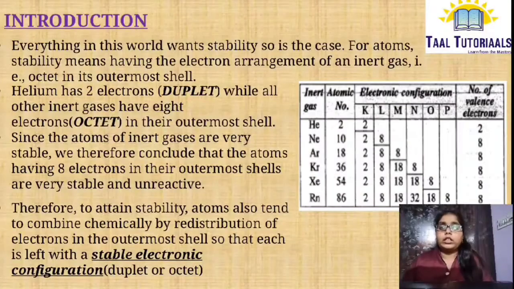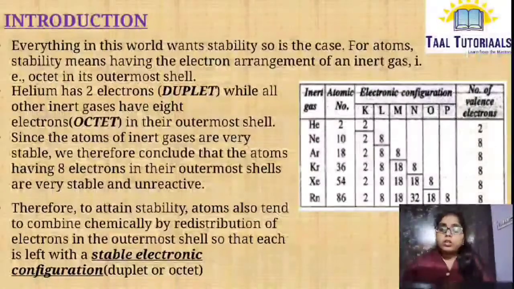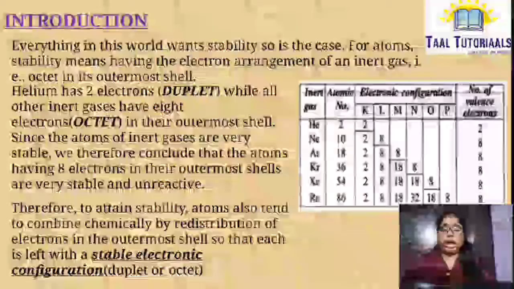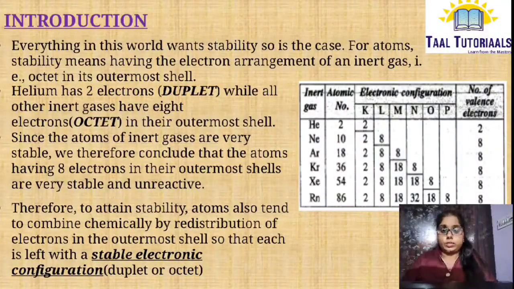See, nowadays everything in this world wants stability. So in the case of atoms also, they need what? Stability. Like how inert gases are very stable, they have the outermost shell very stable. Like that, all the atoms want to be stable. Helium has 2 electrons, that is duplet. If they have 2 electrons in the outermost shell, they are known as duplet. And other inert gases have 8 electrons, that is octet. If they have 8 electrons, they are known as octet.